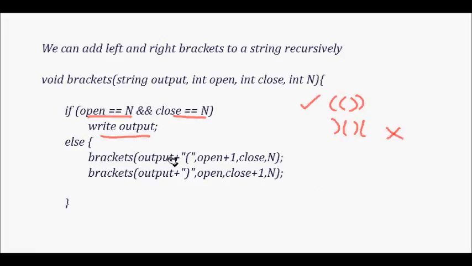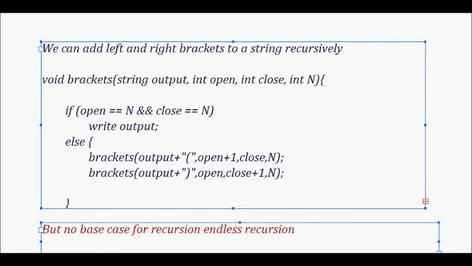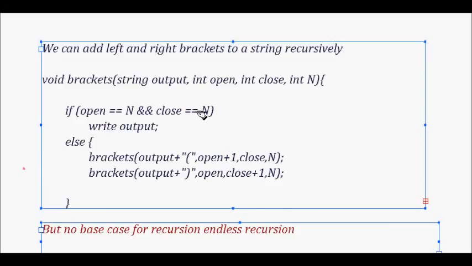I give a recursive call to brackets with the output plus the left bracket, and then open count is incremented by 1, closed remains the same, and n is there to check that this many brackets I want. Now after this I do a closed bracket. So will this do? What will happen? A few things to check. What all should we check?